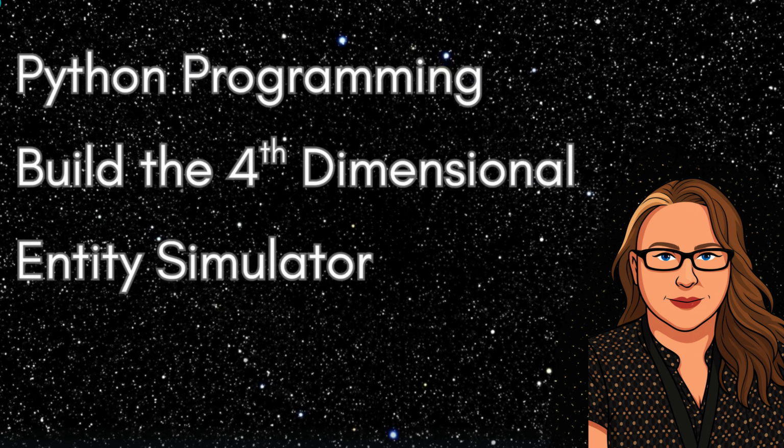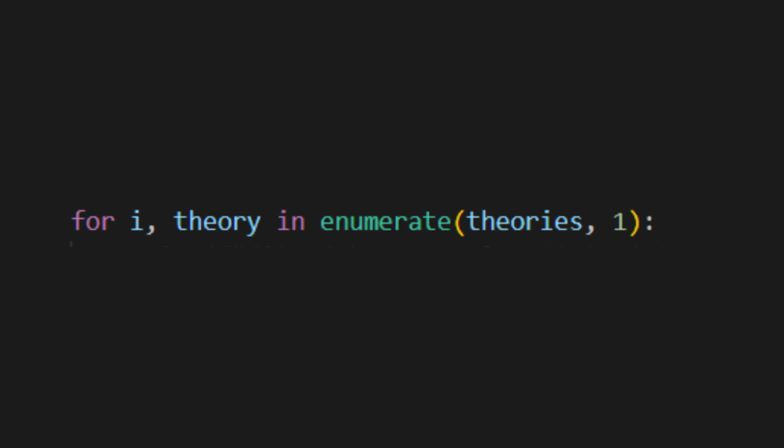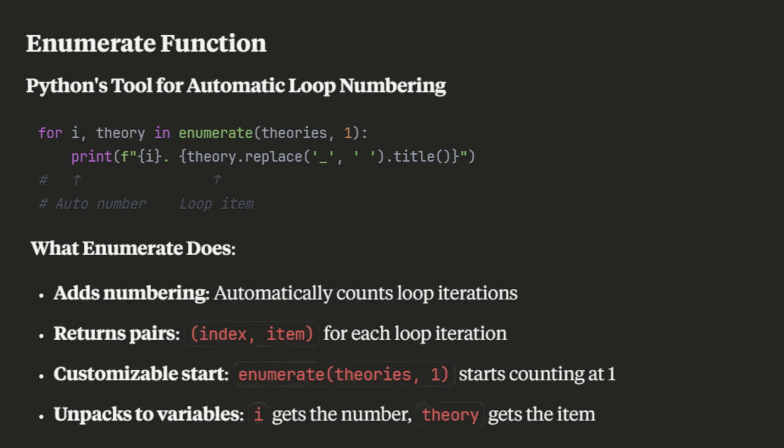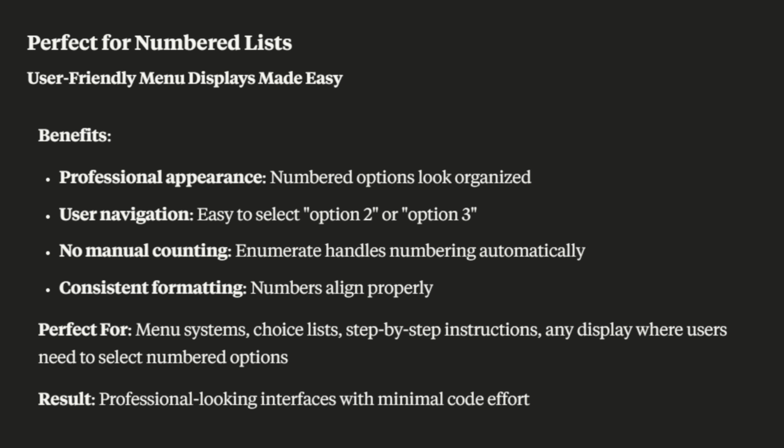Moving into our dimensional theory analyses menu option, and we get to this loop. For i, theory in enumerate(theories, 1): We're encountering the enumerate function for the first time in this program, and this is Python's tool for adding automatic numbering to loop iterations. It's perfect for creating numbered lists and user-friendly menu displays. It makes it easier to do.